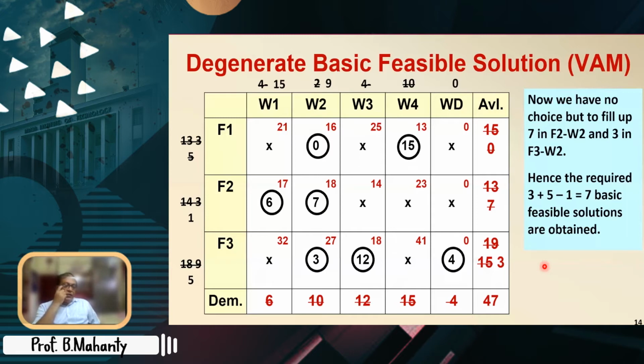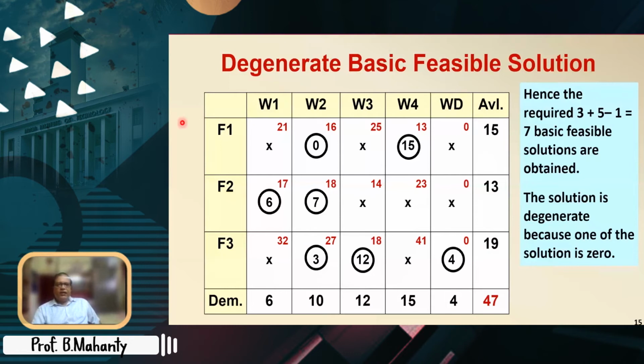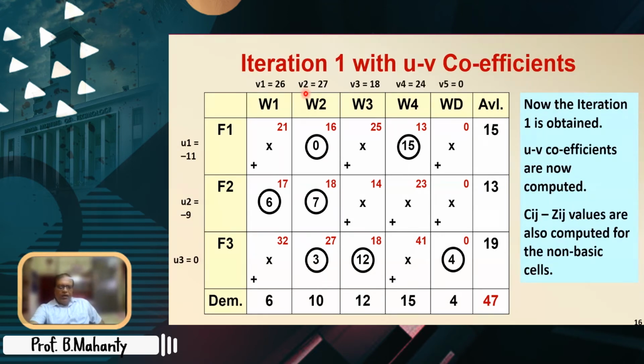All right, so this is how the degenerate basic feasible solution is obtained. It is degenerate because one of the entries is 0. Thereafter, we call it iteration 1, and UV coefficients are calculated. Because there are 3 entries, I put a 0 here, and because of this 27, we got 27. Because of this 18, we got 18. Because of this 0, we got 0. Then this one and this one are obtained.